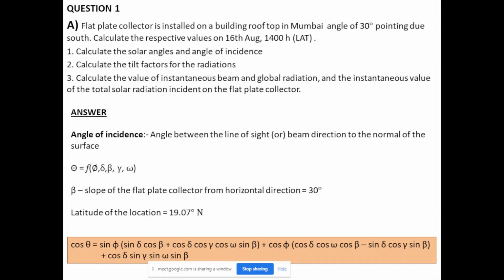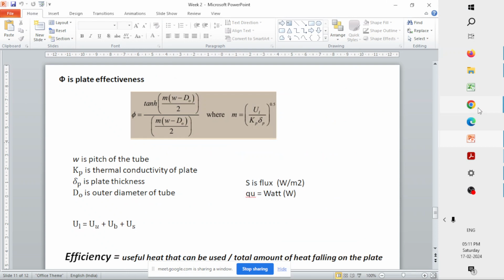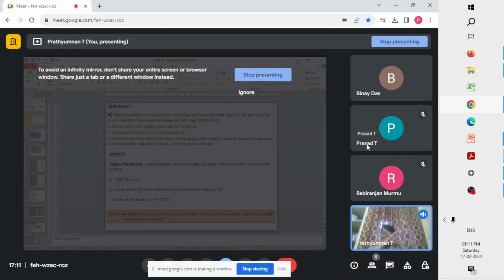So for example, if this is your surface from the horizontal, and let's say the solar radiation is falling in this direction, the normal to the surface will be in this particular direction. So this is the surface, the normal will be in this direction, the sunlight is falling in this direction, so the angle between this and this will be your angle of incidence.